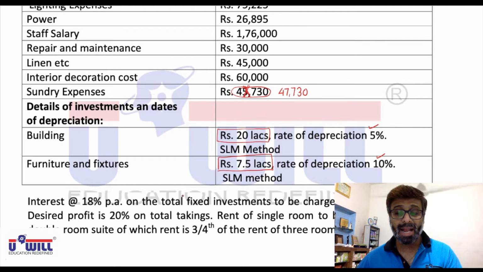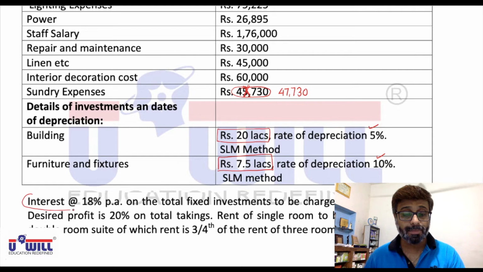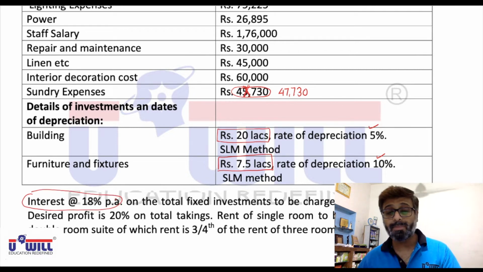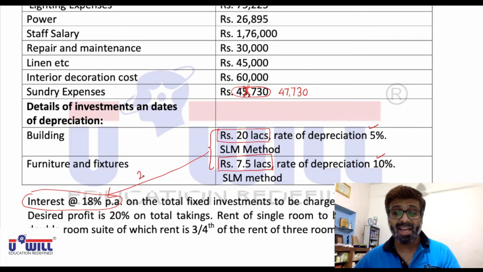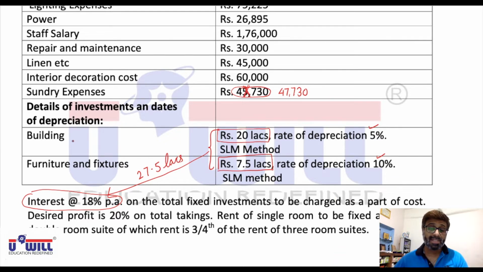Interest at 18% per annum on the total fixed investments to be charged as a part of cost. This is one more new expense. Interest of 18% per annum you charge on this total investment of 27.5 lakhs. 20 lakhs you have invested in building. 7.5 lakhs you have invested in furniture and fixtures. Total investment is 27.5 lakhs, on which we have to charge interest of 18% per annum. Desired profit is 20% on total takings, so that is on sales, reverse workings to calculate the profit.